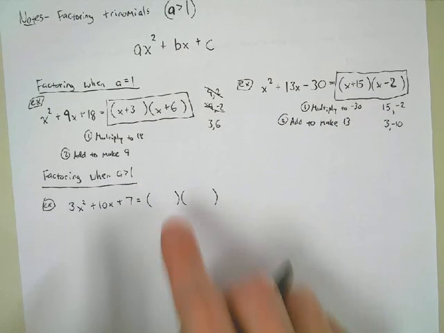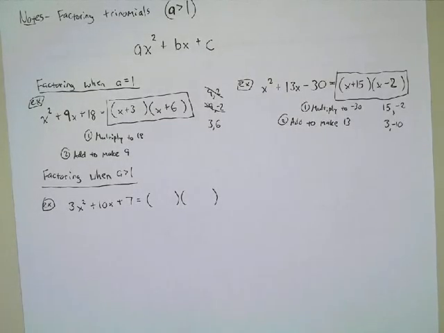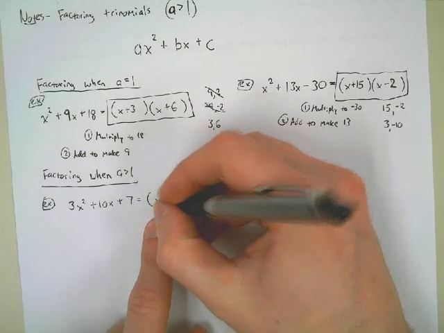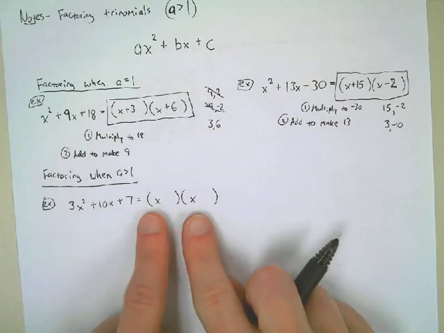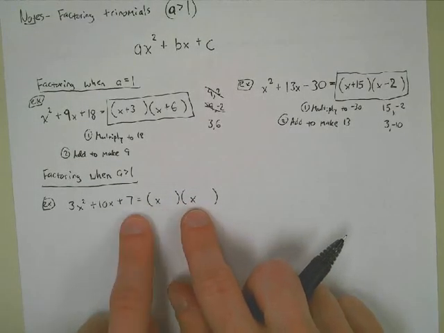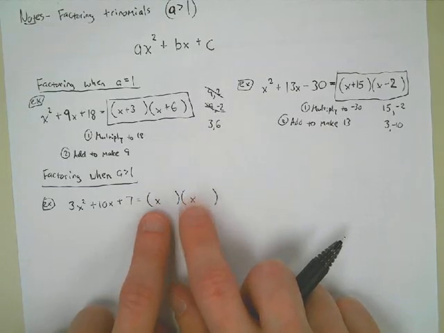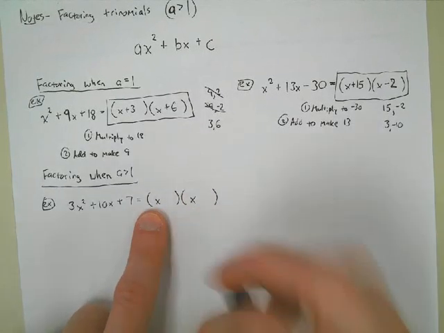Will an x and an x, will x times x give me what I need over here? Yeah, it won't, will it? What do I need one of these things to have? 3. One of them needs to have a 3. Does it matter which one? No. So I'm going to put it right here, because we need a 3x squared. If I just have an x and an x, multiplying x times x will only give me x squared, not 3x squared like we need.